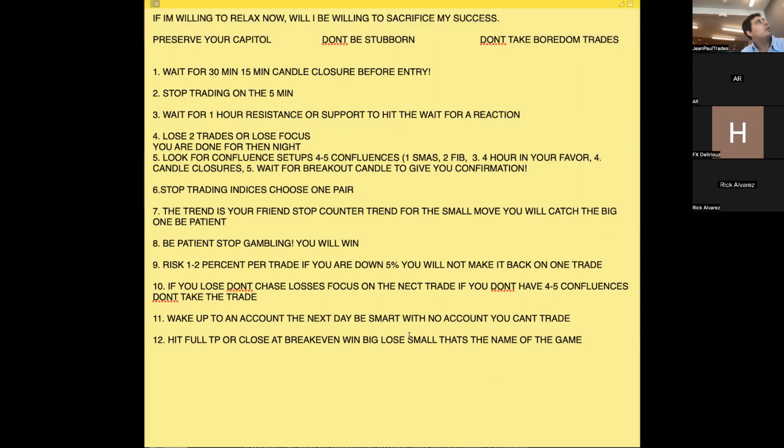So you see here, risk 1 to 2% per trade. If you are down 5%, you will not make it back in one trade. That's something I would tell myself. Wait, be patient, stop gambling.